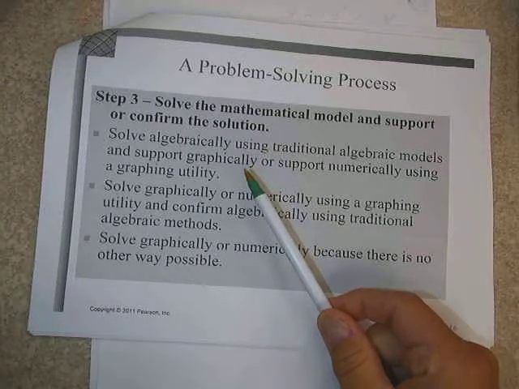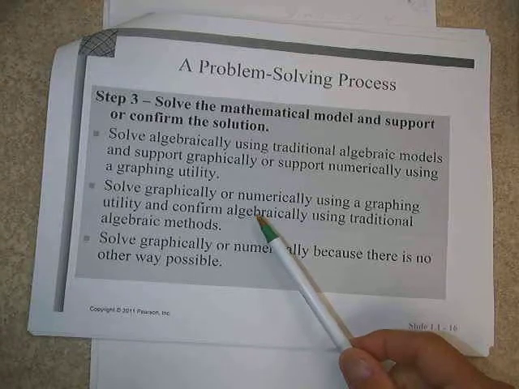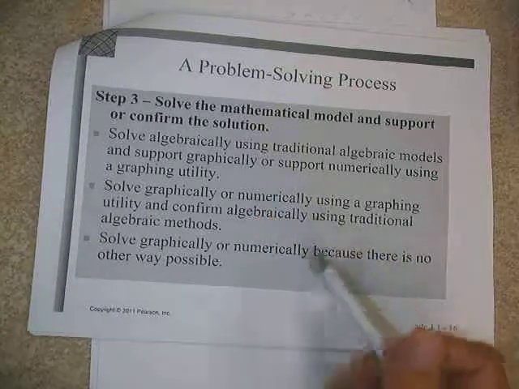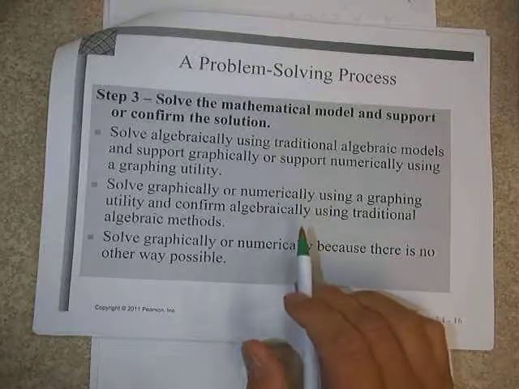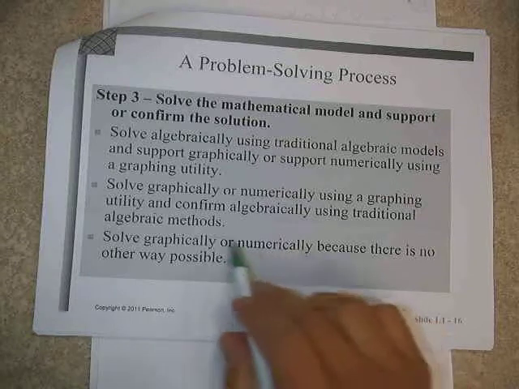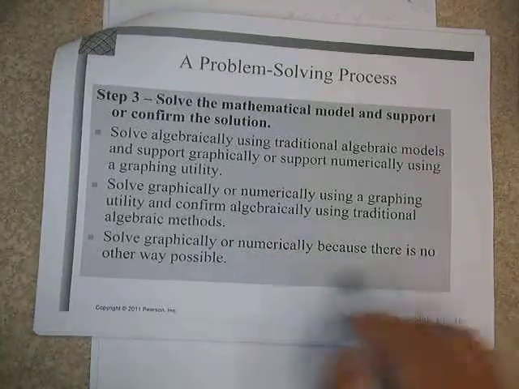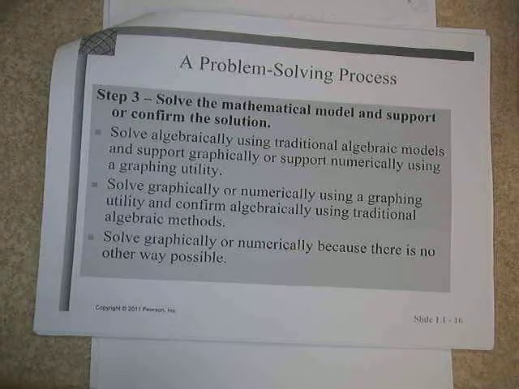All right. Step 3. This is the carry out the plan part. Solve the mathematical model, and support or confirm your solution. So if you can solve the equation that you write algebraically, that would be great. You may have to do it numerically or graphically. That might be a possibility where the algebra isn't something that we can solve with algebra. Or you can do it both ways and make sure both of them give you the same answer.